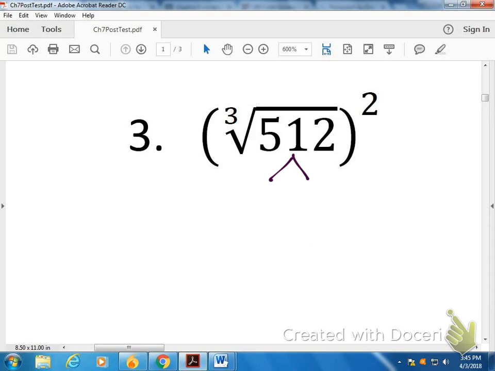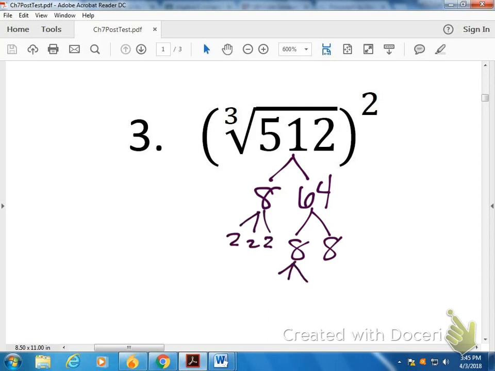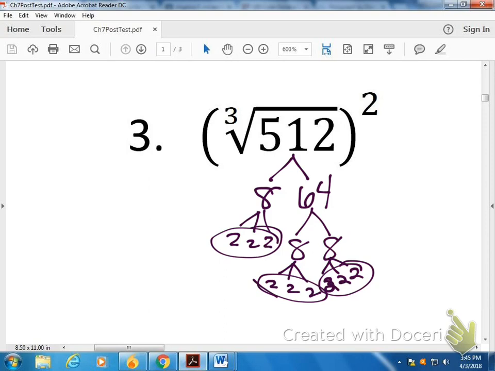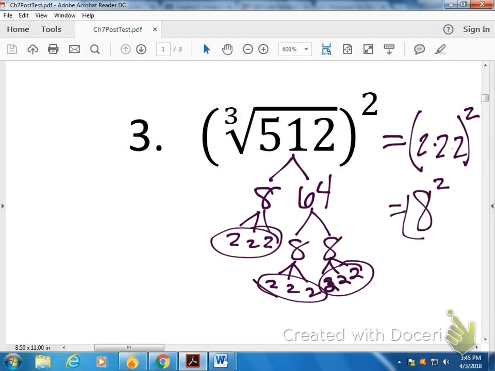Parentheses. So 512 breaks up into 8 and 64. And every 8 breaks up into 2s. And wait a second, cubed root means you're looking for groups of 3. So we have one group of 2s, another group of 2s, another group of 2s. So if we don't memorize that the cubed root of 512 is 8, I could look at it as, well, this becomes 2 times 2 times 2 raised to the second power. Again, 8 squared. This is one reason why you get 64. Or if you do have your facts memorized, cubed root of 512 is 8 squared.